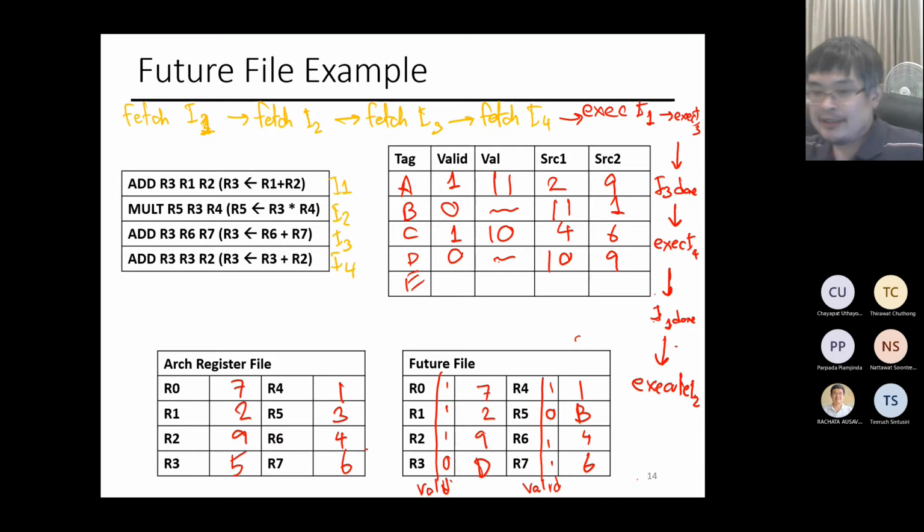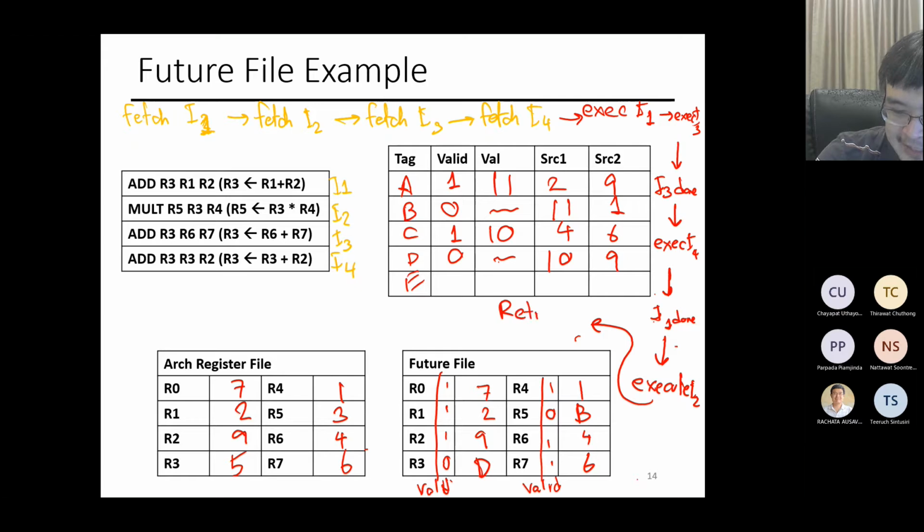Now I have A done, I have B still not done, I have C done, I have D not done. Which one can I retire? Retire means that I'm done with this instruction for good. Which one is done for good? Like, I'm sure I can get rid of this particular row in my reorder buffer. Can I get rid of row A? Right, so we can do that.